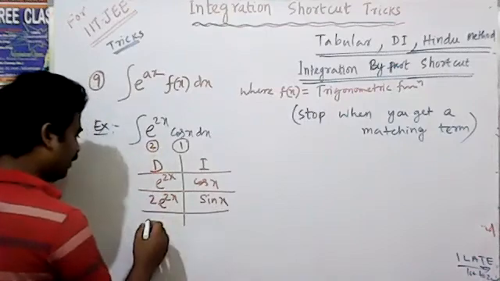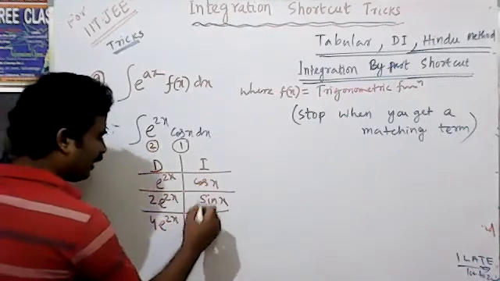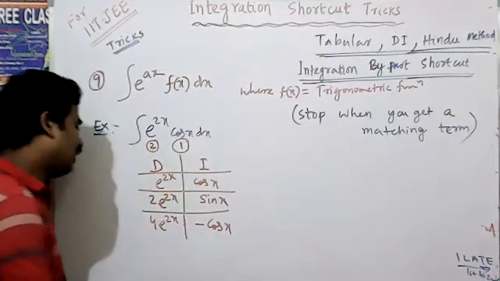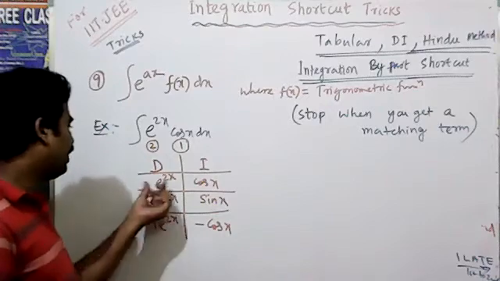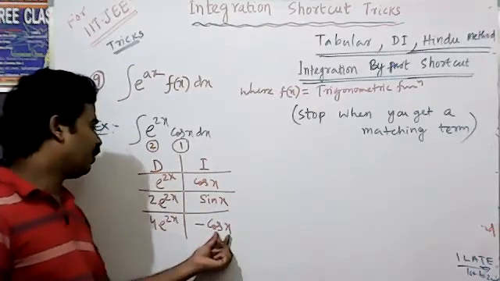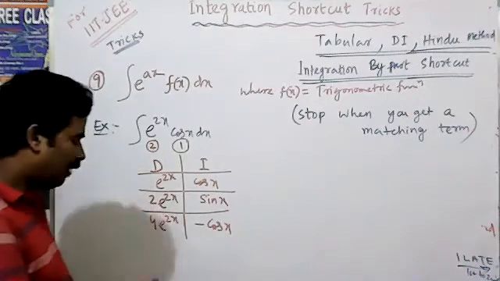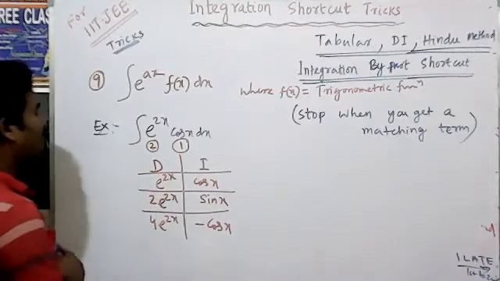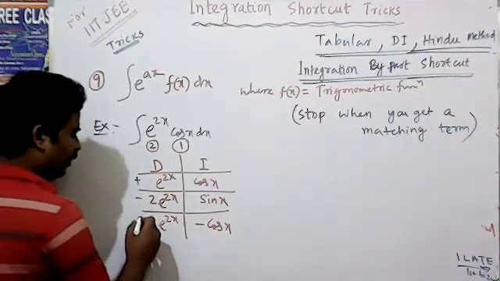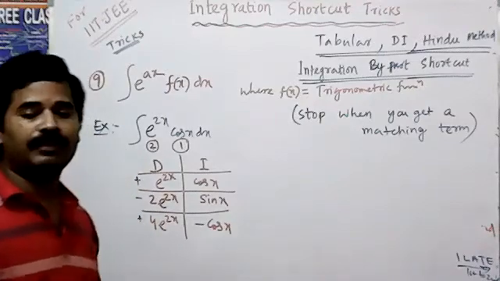Now this way, that is 4 e to the power 2x, then sin x, that is minus cos x. That means here the matching terms come: e to the power 2x, then cos x, again e to the power 2x, then cos x. Whatever the sign, you don't think about the sign. So after the matching term, you stop. Now you have to stop. So after stop, the result comes. What result you have to take?